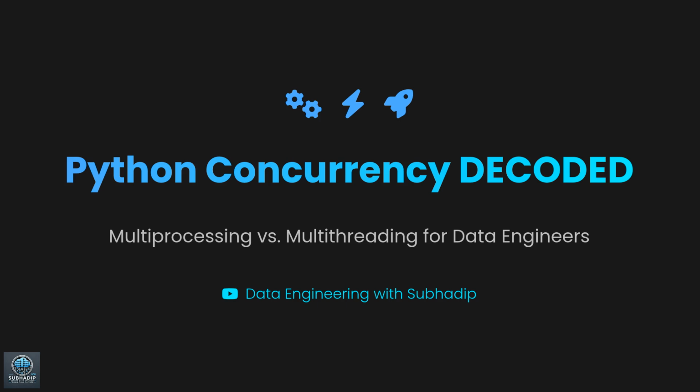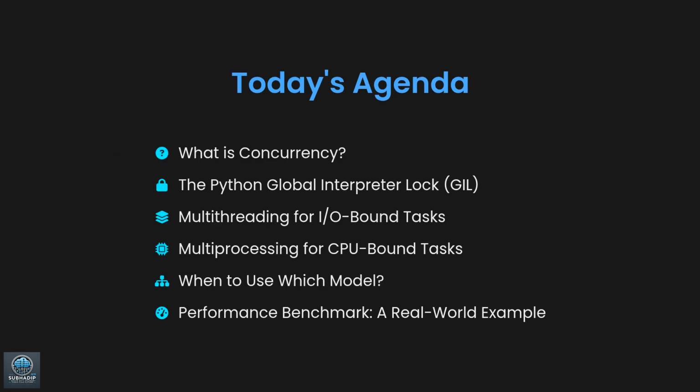In today's video, we are going to decode Python's concurrency models. We will explore the differences between multiprocessing and multithreading, specifically for data engineering tasks. Here is what we will cover today. We will start with the basics of concurrency, then discuss the infamous Global Interpreter Lock, or GIL. After that, we will dive into multithreading and multiprocessing, understand when to use them, and finally, we will run a performance benchmark to see them in action.